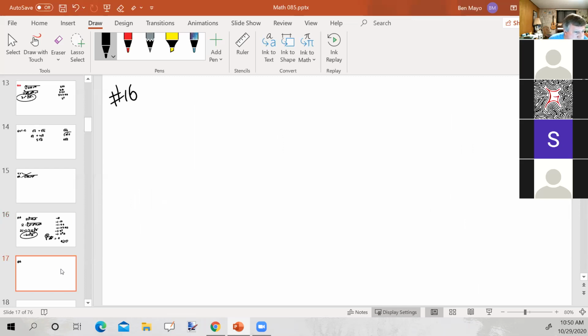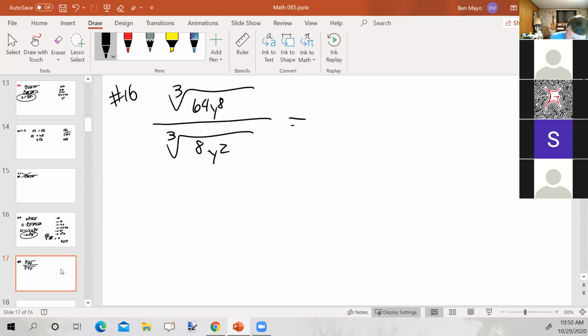All right, here's number 16. And this says simplify the expression. We've got the cube root of 64y to the 8th over the cube root of 8y squared. Now, recall, if you have a fraction under a radical, you can separate it into 2 different radicals, the radical numerator, radical denominator. Likewise, if the indices are the same, we could write this as a single radical.